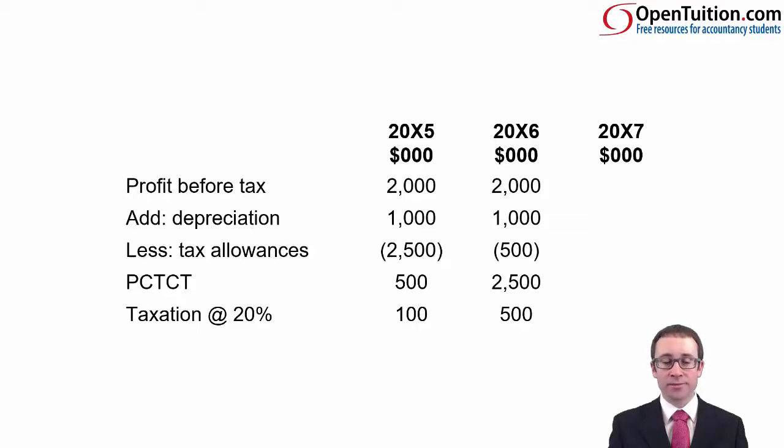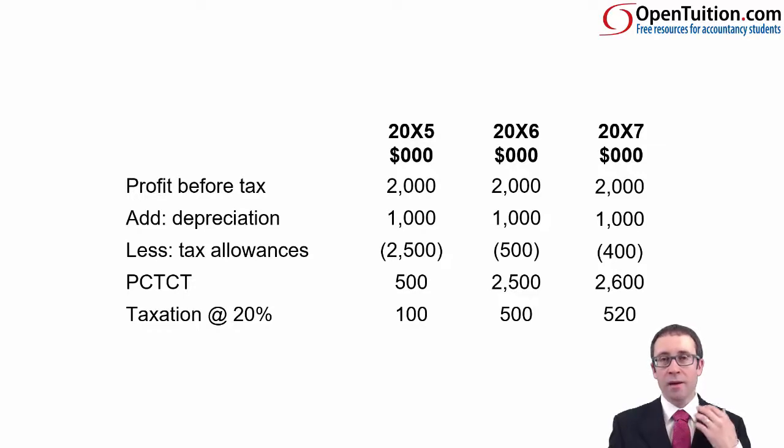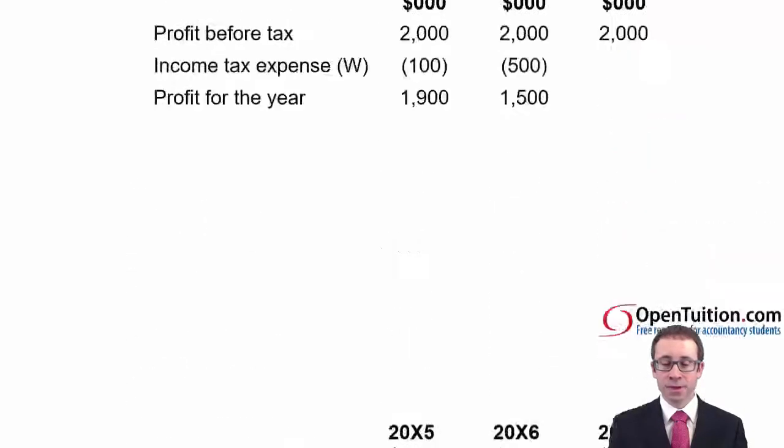X7, so the final year, profit before tax 2,000, depreciation 1,000, we know that. The capital allowance was very small, wasn't it, compared to both of the previous years? It dropped down to, was it 400? That gave me profits chargeable to corporation tax of 2,600 and a tax figure of 520. So because we're claiming much less of a tax allowance in these later years, we're paying more and more tax, aren't we, as we go along from X5 to X6 to X7.